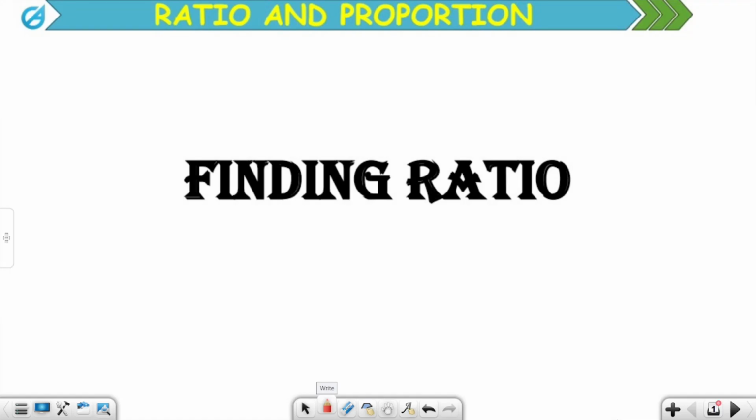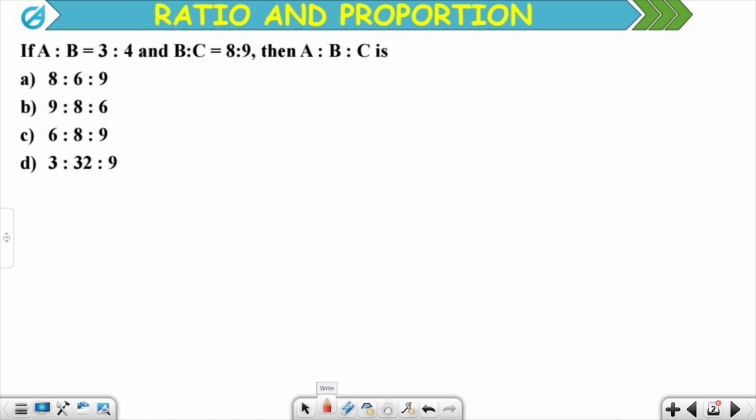In this video, we are going to see how to find the ratio under the topic ratio and proportion. If you have not watched our previous videos, please watch them and come back to this video so that you can understand easily. Now let's solve the questions.